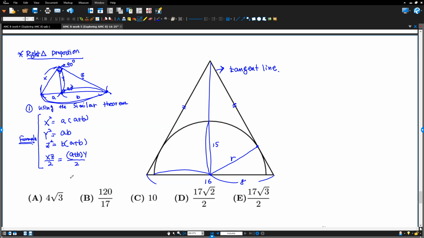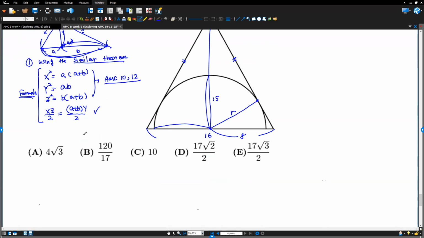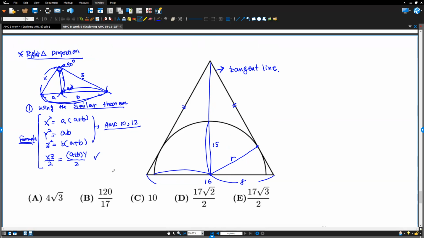But in this case, I think we're going to use only this one. This one you have to use in AMC 10, 11, 12. This one can be proved by using similar triangles. But this is fine. You know that, right? The area of this triangle can be obtained by this one.